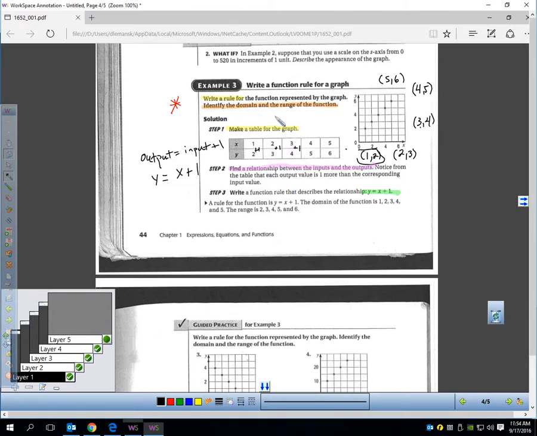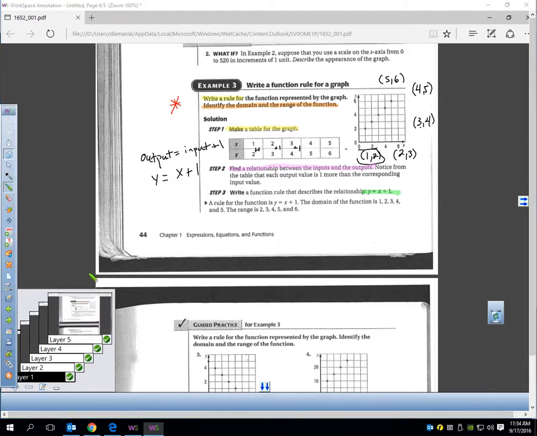Don't forget, there was a second part to the problem. Identify the domain and range. So when I do that, my domain is here, and you can see they didn't just circle it, they wrote it down. The domain of the function is 1, 2, 3, 4, and 5. My range is 2, 3, 4, 5, 6. They didn't just circle it, they wrote it out. The range is 2, 3, 4, 5, 6.